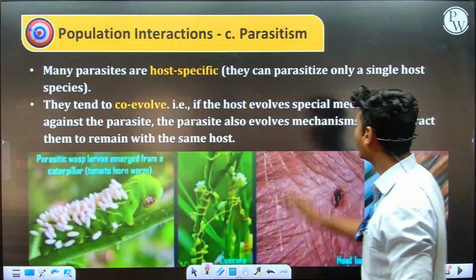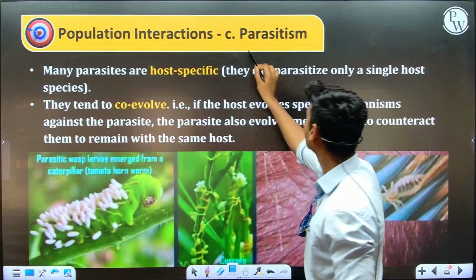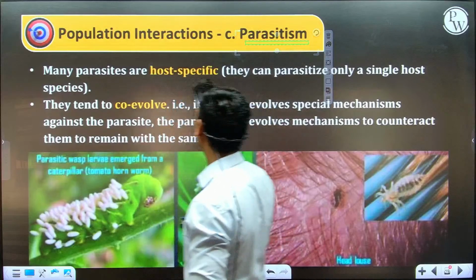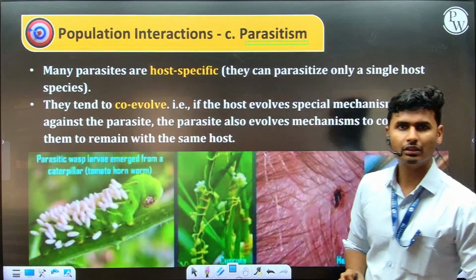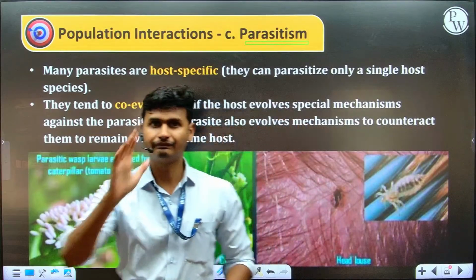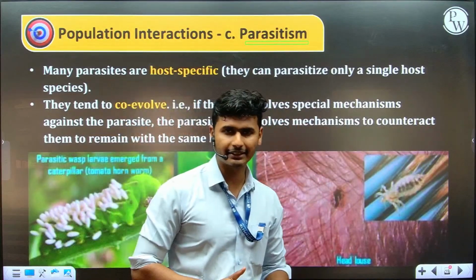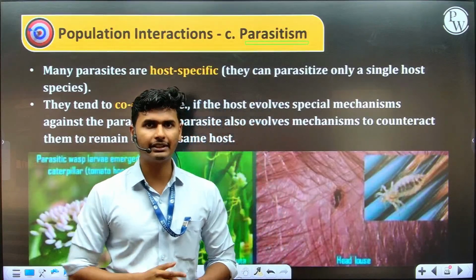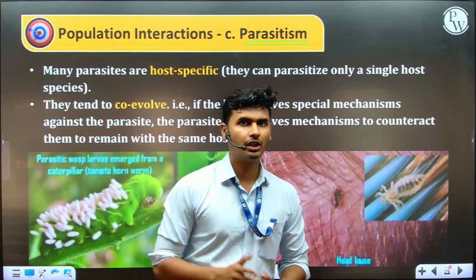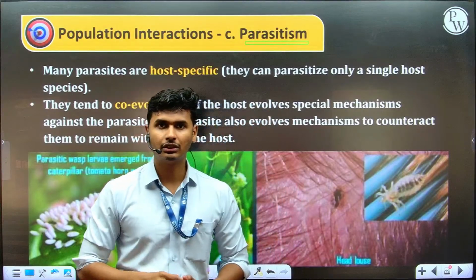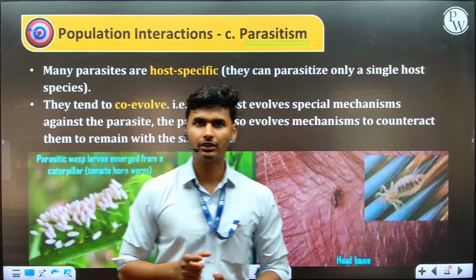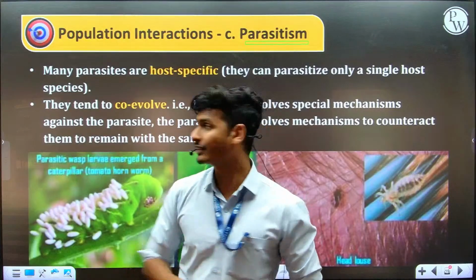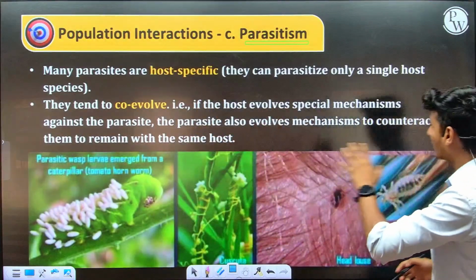Now we are coming towards the third slide, which is parasitism. What is parasitism? Many parasites are host specific. For example, corona, which we can consider as a parasite. Is it affecting dogs, any plant, or cats? No. It is affecting humans. That is host specific. They affect only humans. So some parasites are host specific.